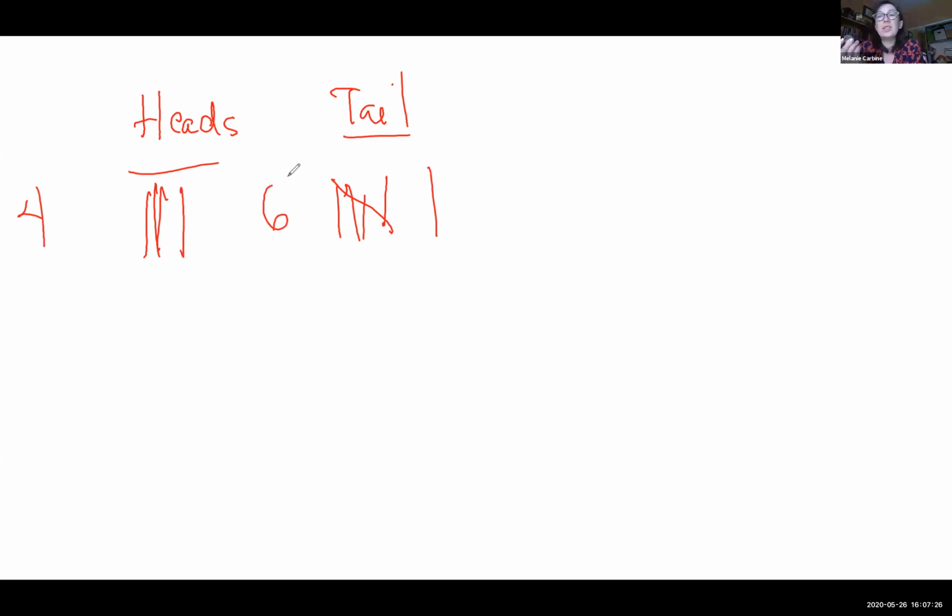Now the thing with this is that I have to do it a bunch of times. You can't just do it once. If we were in class, then everyone would do it and we would compile it. I will do it 1 more time, so you'll see that I don't always get 4 and 6.